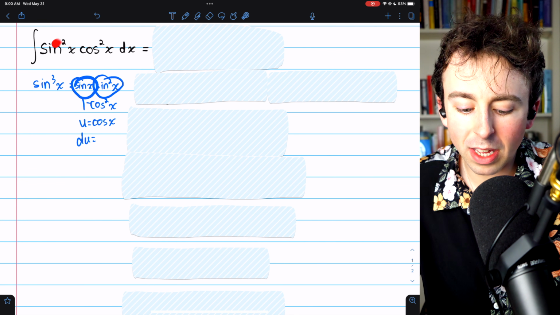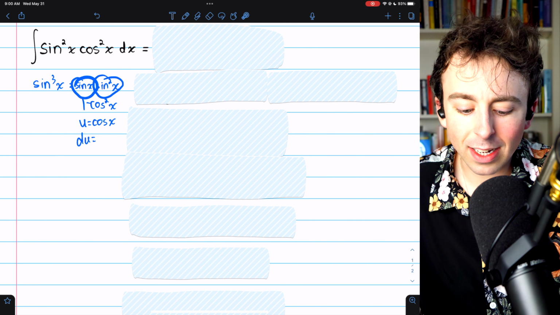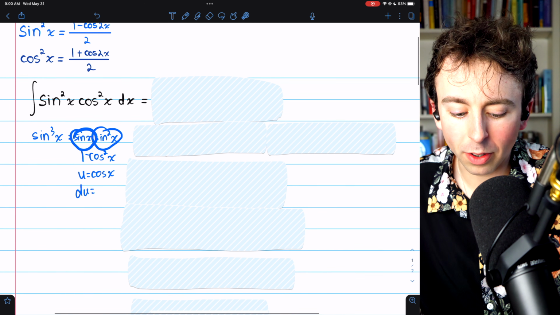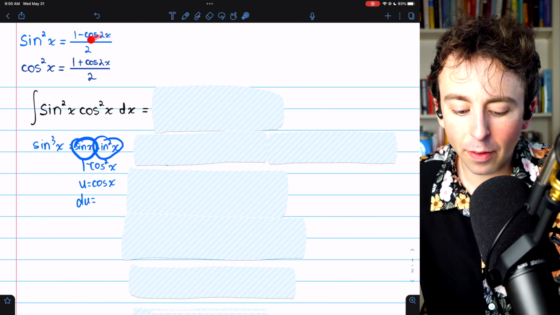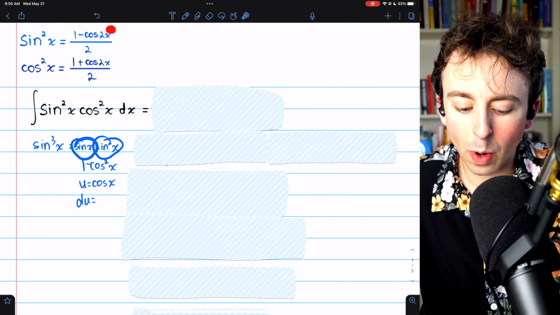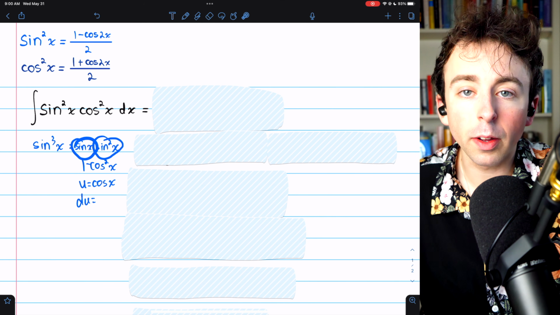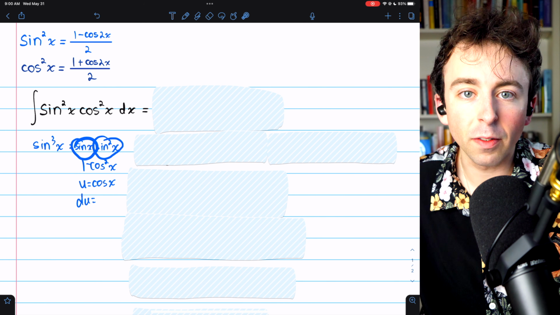But because both of these are even powers, it's a little bit messier. We're going to need the power reducing formulas for sine and cosine, which are given here. Sine squared of x is equal to 1 minus cosine of 2x, doubling that angle, divided by 2, and a similar formula for cosine, but with addition instead of subtraction.